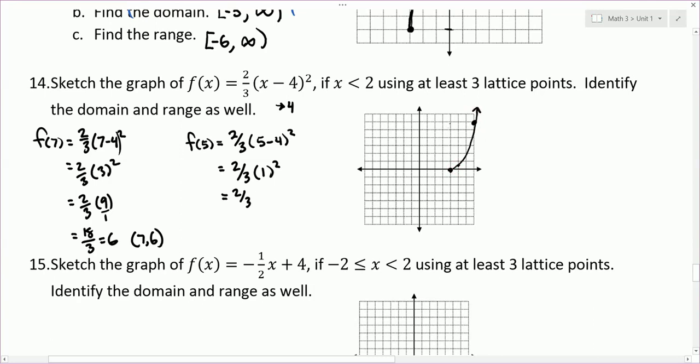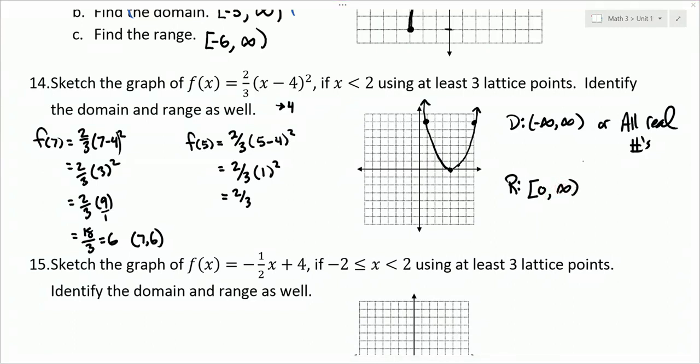We're also going to go, because of symmetry, we automatically get that third lattice point at 1, 6. And there it is. Our domain, this reaches as far left and as far right as we'd like. We can say all real numbers. For a range, the lowest point is 0, it's included, and it goes as high as we want. Or we can say all y values greater than or equal to 0.